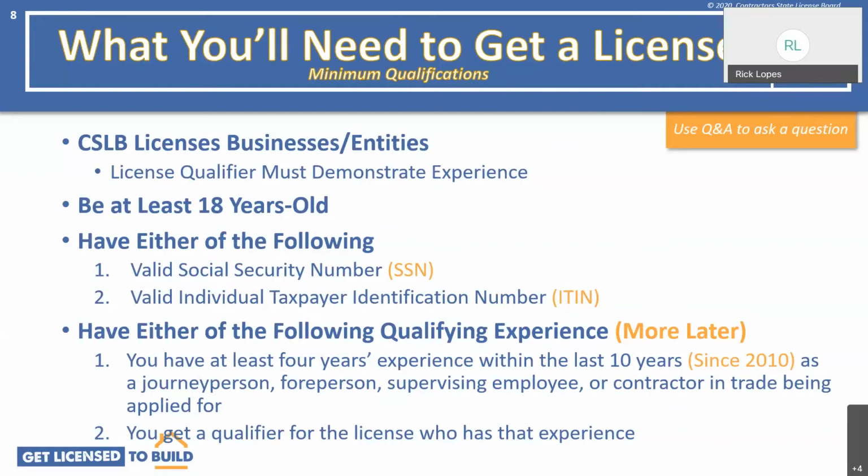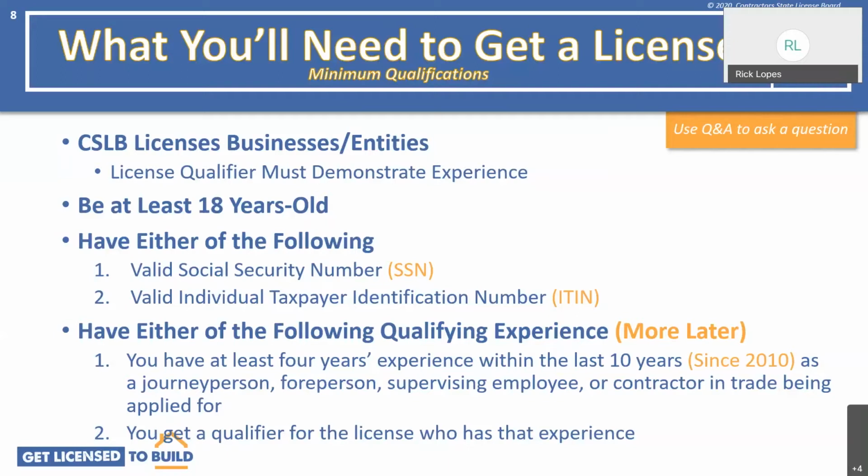Here's a short list of the minimum qualifications you'll need. First, you must be at least 18 years old. You must have either a valid Social Security number or a valid Individual Taxpayer Identification Number, or ITIN. You can qualify the license in one of two ways. First, you can qualify the license by having at least 4 years of experience within the last 10 years as a journey person, foreperson, supervising employee, or a contractor in the trade you're applying for. Or you can get a qualifier for the license who has that required experience.